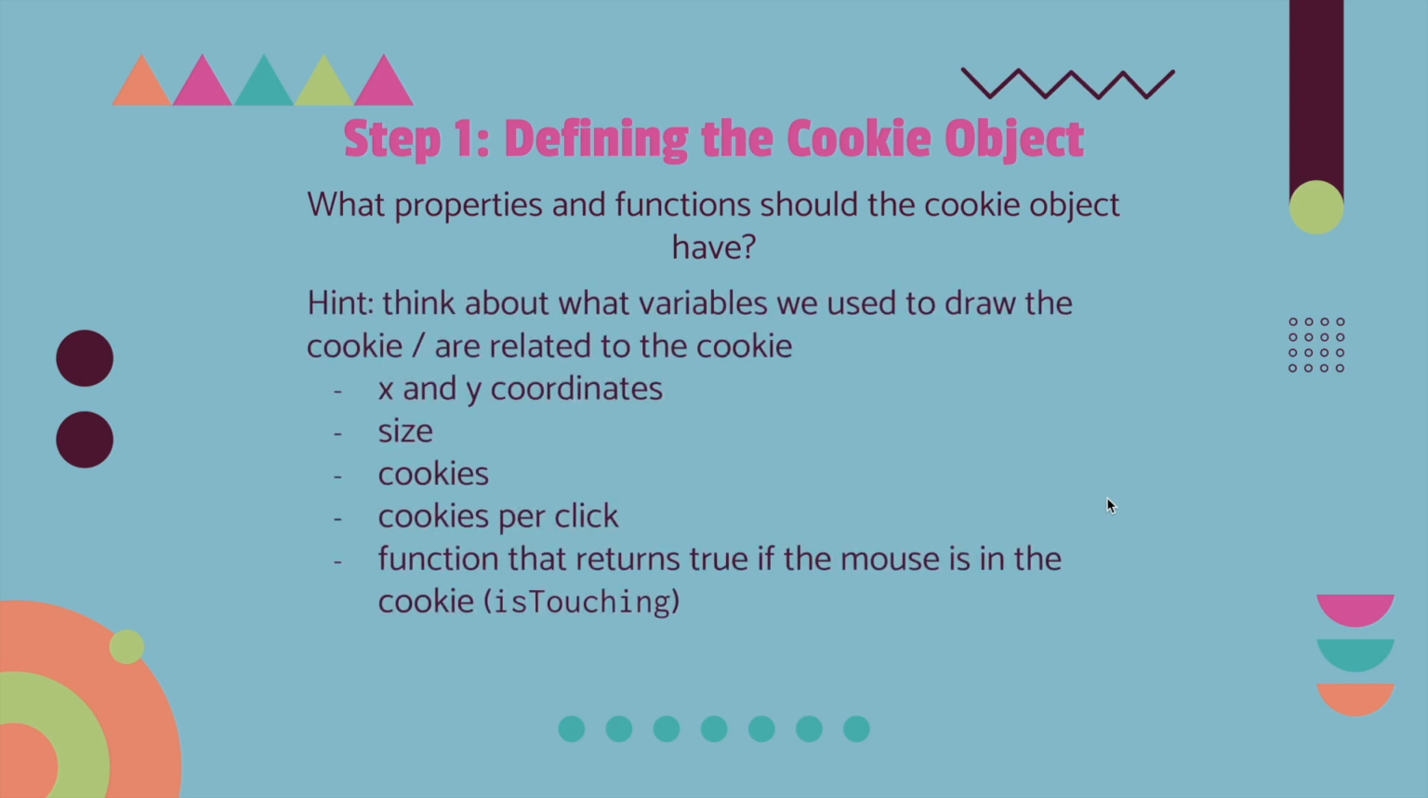So you want to think about what variables we used to draw the cookie in the past, and these can help you brainstorm what we currently need. The properties that we need include the x and y coordinates, size, cookies per click, and a function that returns true if the mouse is in the cookie. In this case, we're going to call the function isTouching.